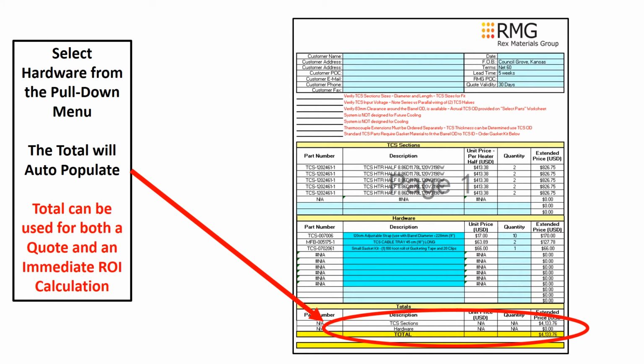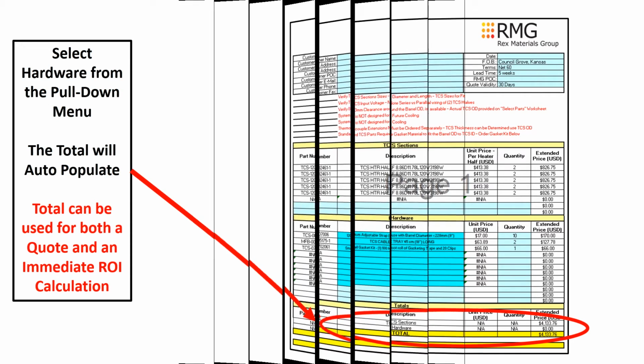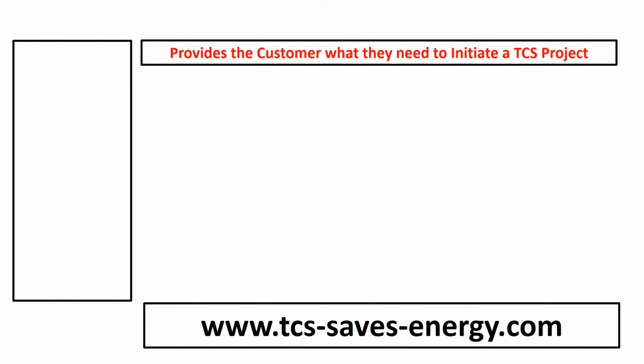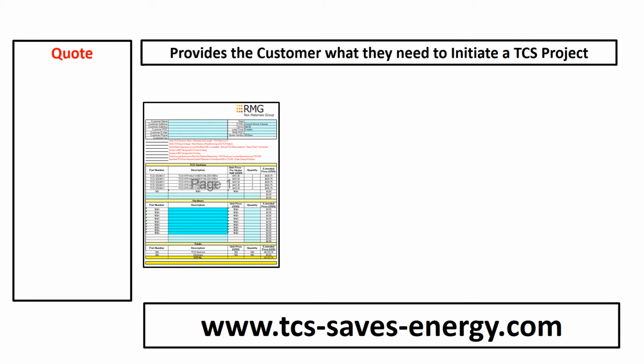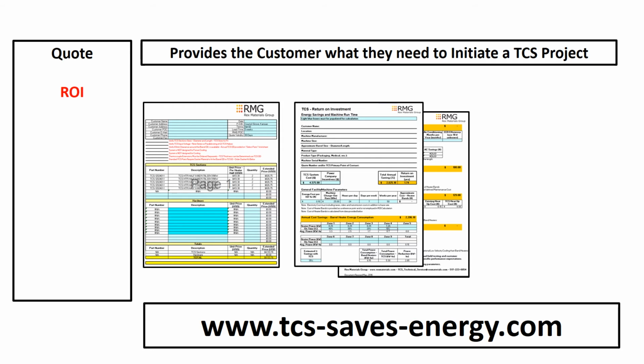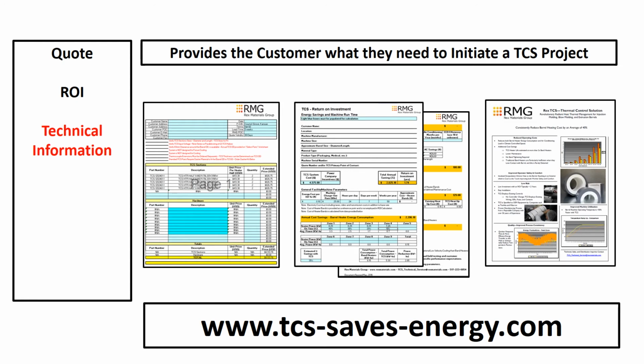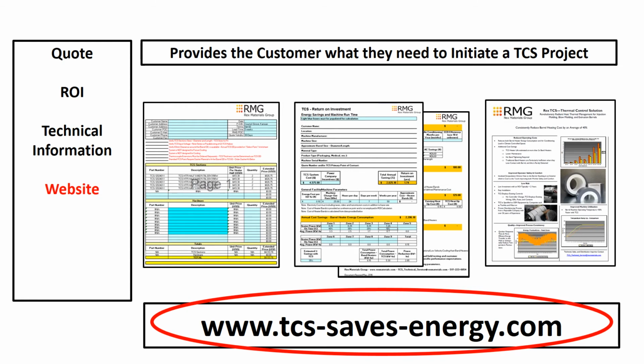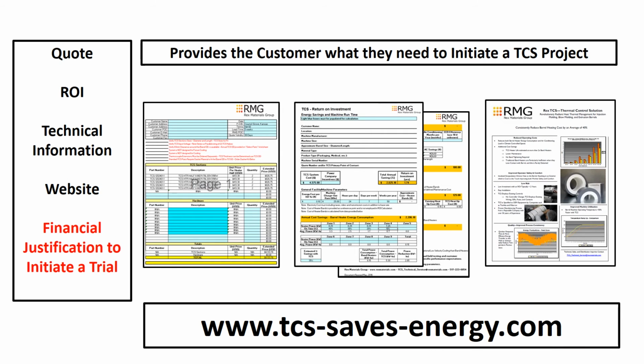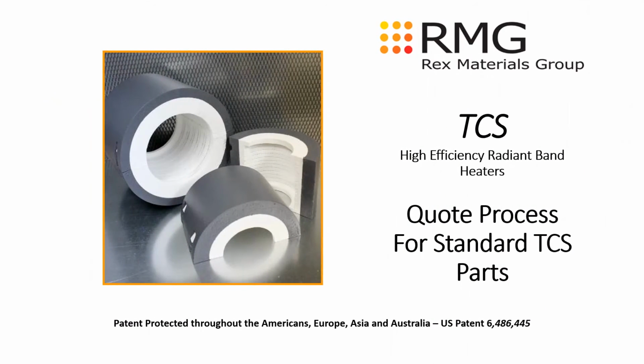The total can then be used to provide the customer with both a quote and an immediate ROI calculation. Generating a quote provides the customer with what they need to initiate a TCS project, including the quote, the ROI, the technical information, and the website, all of which should demonstrate sound financial justification to initiate a trial. By leaving the customer with everything they need to make a decision, there are no action items leaving the meeting, and follow-up to secure an order is quick and easy.